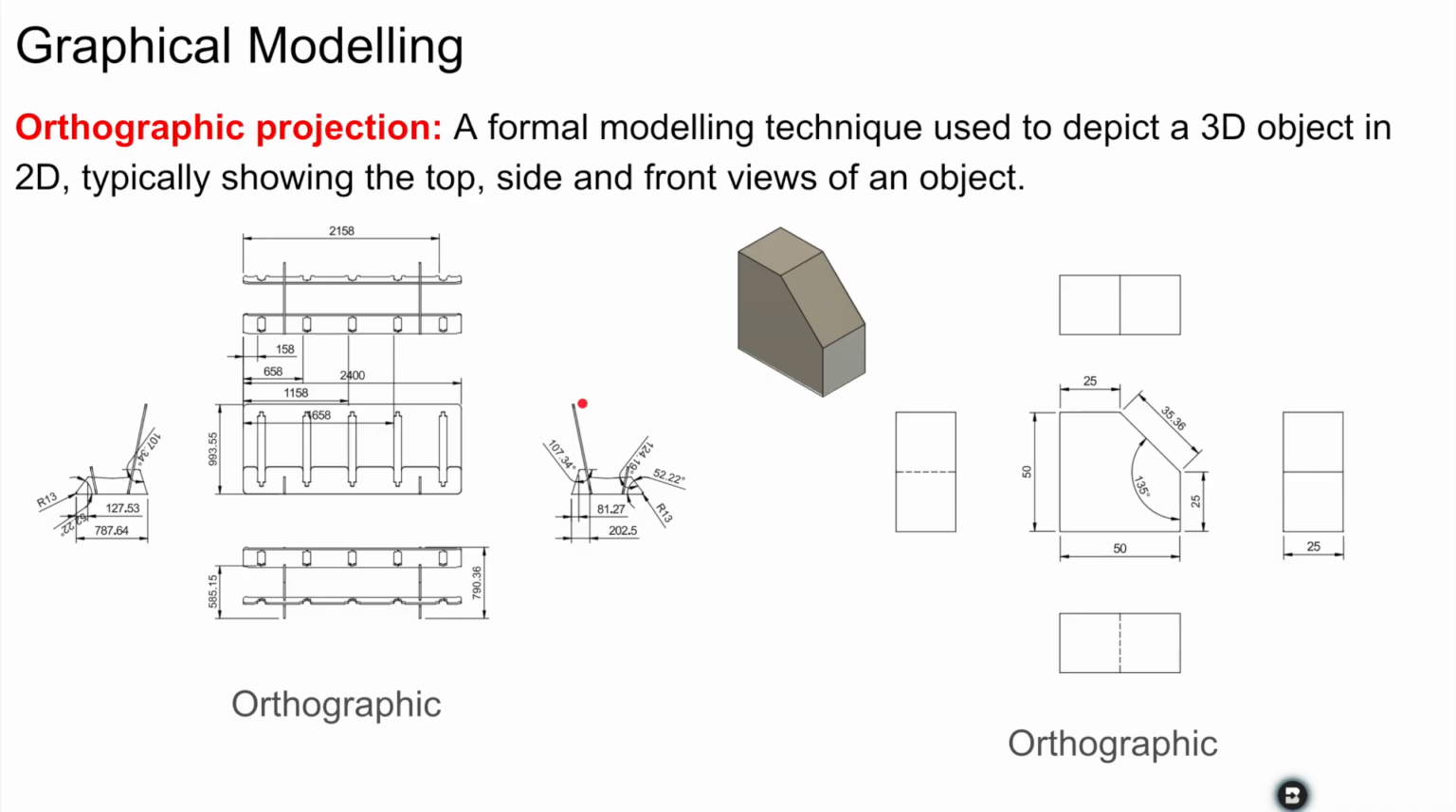Orthographic drawings are a formal modeling technique that depicts a 3D object in 2D, typically showing the top, side, and front views of an object.